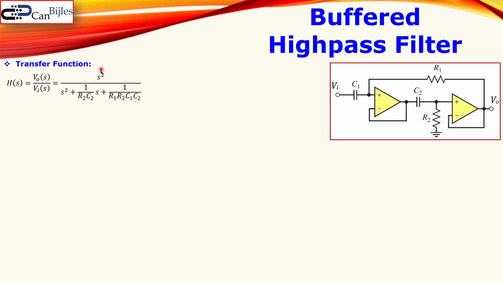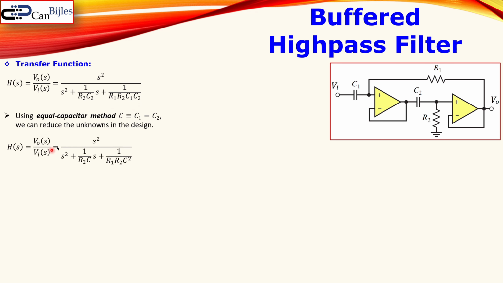We see here the S squared in the numerator, which is the characteristic of a high-pass filter. And the second order expression here where you see also the component values R1, R2 and C1 and C2. We can make the design a little bit easier by selecting the capacitors equal to each other. So we can say C1 is equal to C2. Let's define this, for example, as C, and that can reduce the number of variables and also our design steps. So that will be then S squared over S squared plus 1 over R2 C, and this will be then 1 over R1 times R2 times C squared, because this is C1 times C2.